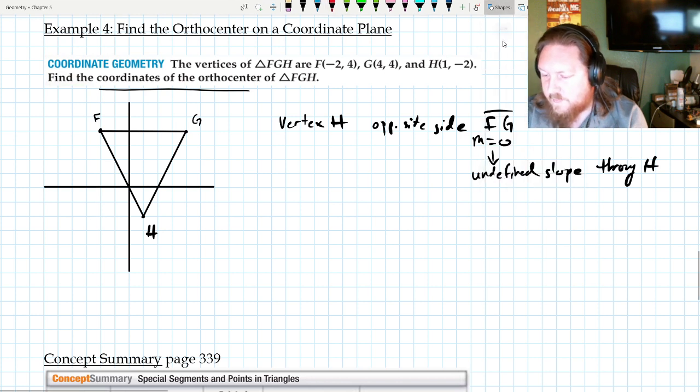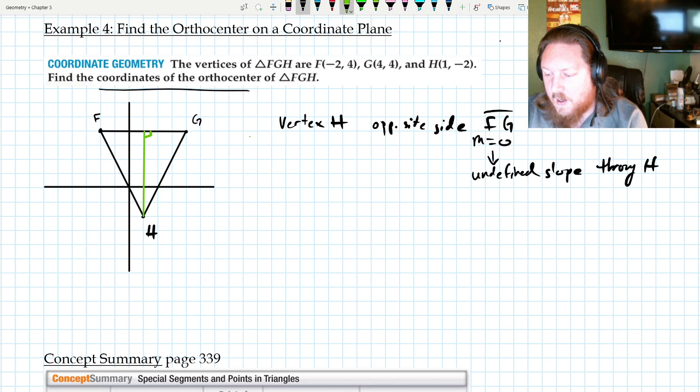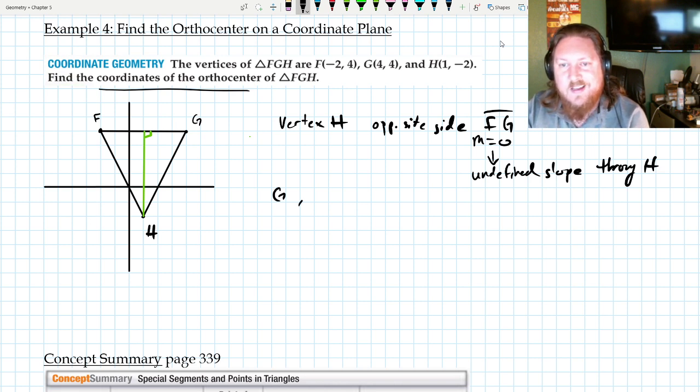And if I ever see one of these, I've been doing my altitudes in green. I can just draw it real quick there. And that's really nice to handle. The problem is when I get to another altitude, I have to pick another point. Let's pick G. Doesn't really matter. G, and the side opposite from it is FH. So I need to find the slope of FH.